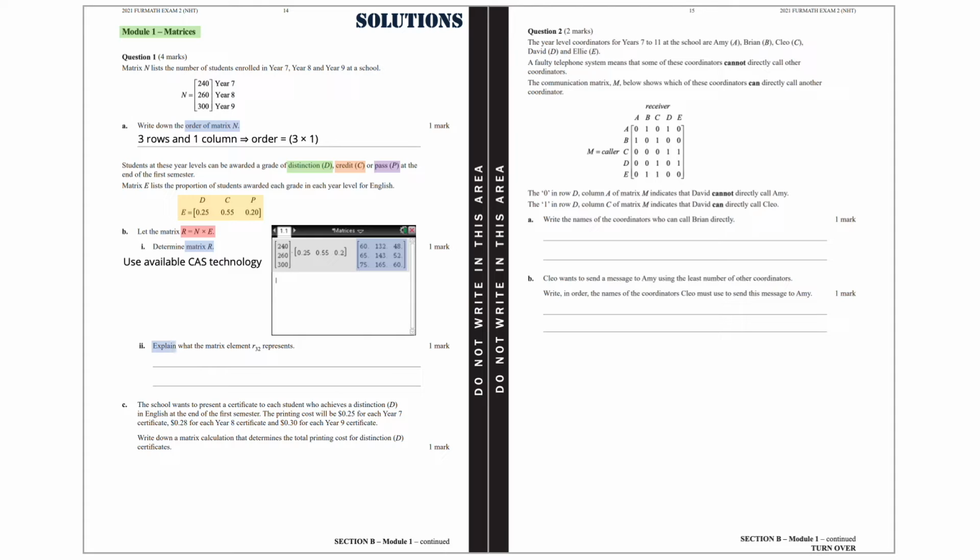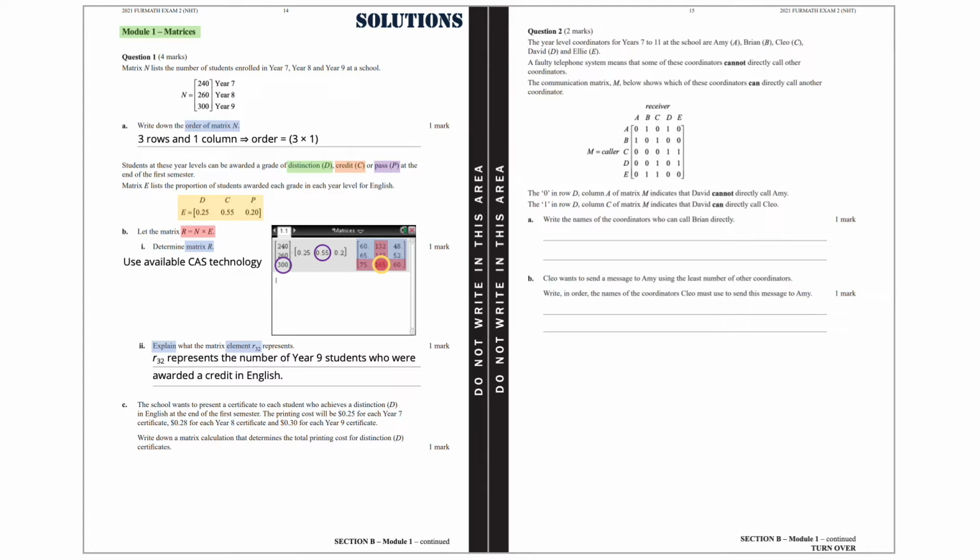Part II. Explain what the matrix element R32 represents. R32 is the element in row 3, column 2, and it represents the number of Year 9 students who were awarded a credit in English.